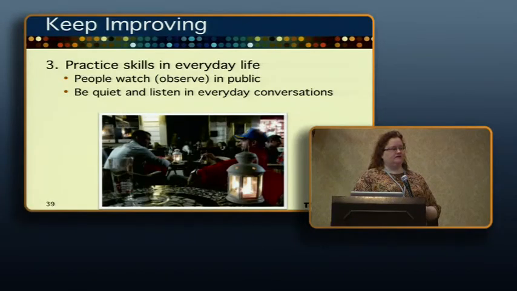And be quiet and listen in your everyday conversations with your friends, significant others, family. Ask them some open-ended questions. Now go to your grandmother: what was life like when you were a kid? Be amazed what you'll learn, and you get to practice some of these skills of how to ask open-ended questions. It really enriches some of your relationships as well.